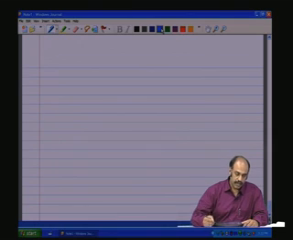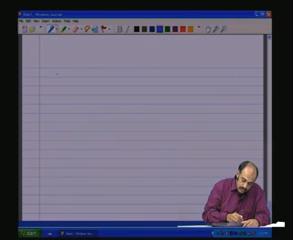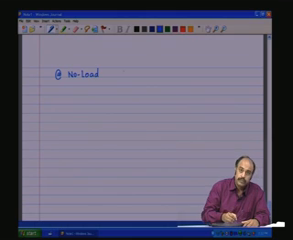So, let us say we have a transformer, and at no load it draws current I0 which is equal to 5 amps.